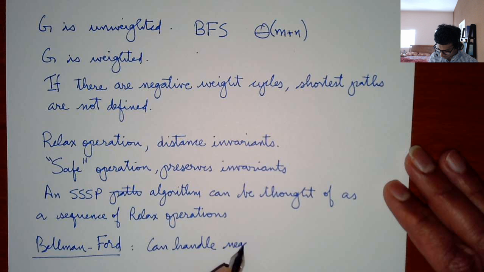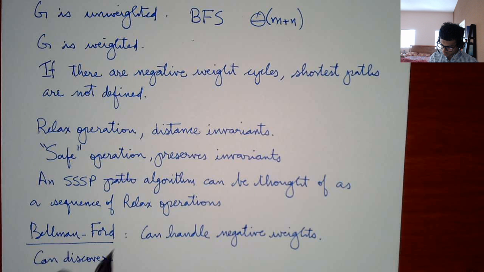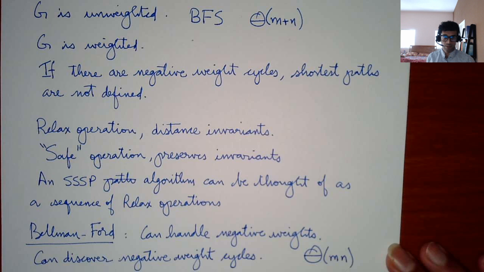Bellman-Ford can discover negative weight cycles. I did not explain that. I left that as an exercise. Please go and understand the logic behind that. You can draw a negative weight cycle in a small graph, run Bellman-Ford, and you'll see what happens. The running time is theta m times n. So remember, BFS is m plus n, this is m times n. So Bellman-Ford is definitely much more expensive in its running time.